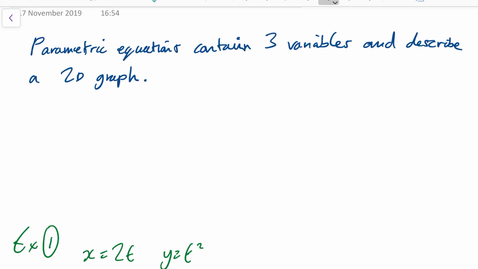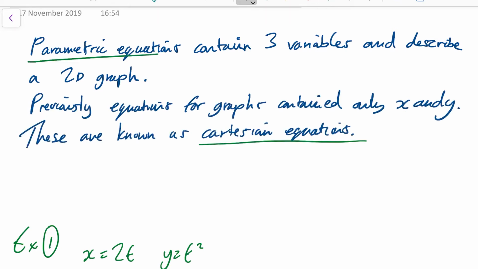And the second thing you need to know is, so previously equations for graphs, they tended to contain only x and y, and the technical term for these are Cartesian equations, versus obviously the parametric equations that we're introducing at the moment. You might now be thinking, well, what's the point of parametric equations? You know, why can't we just use Cartesian equations?